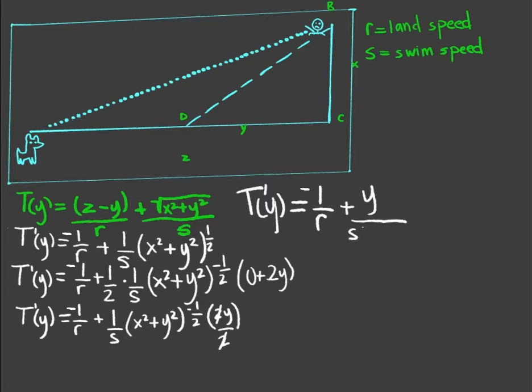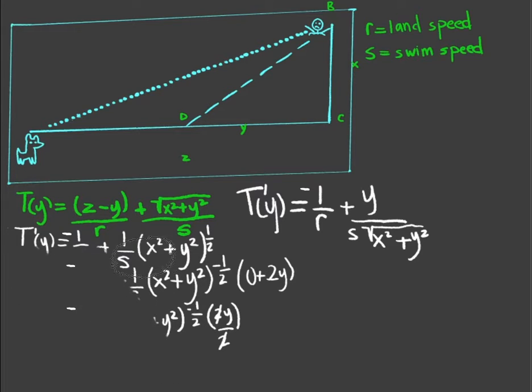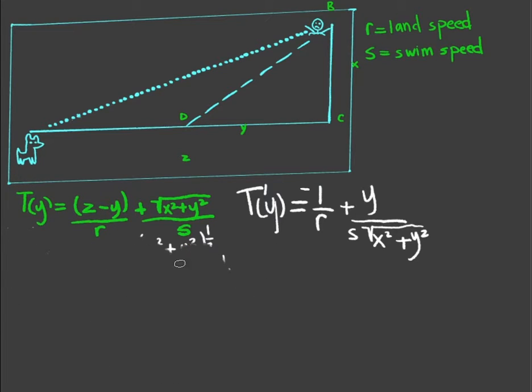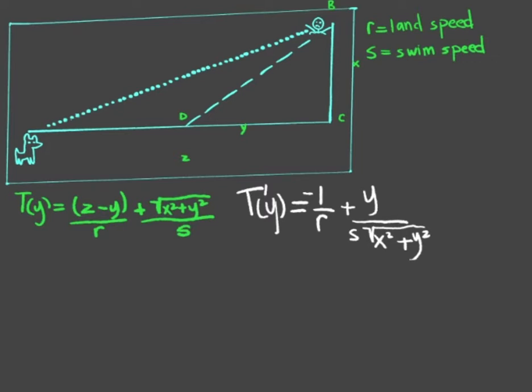squared plus y squared. Now we must find the value of y which minimizes time, t of y, by setting the derivative equal to 0. So, 0 equals negative 1 over r plus y over s times the square root of x squared plus y squared. Add 1 over r to both sides and multiply both sides by s. You square it all to get rid of the square root sign, and we get s squared over r squared equals y squared over the quantity x squared plus y squared.